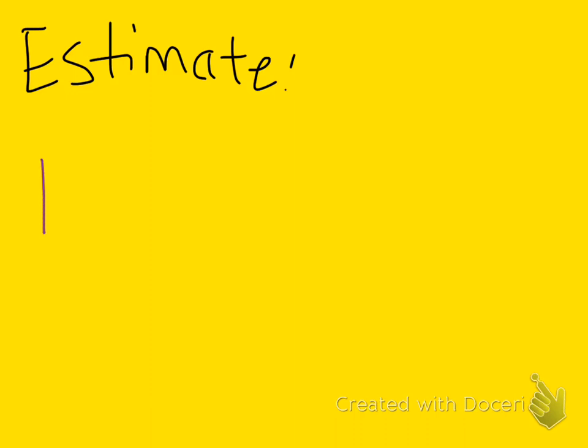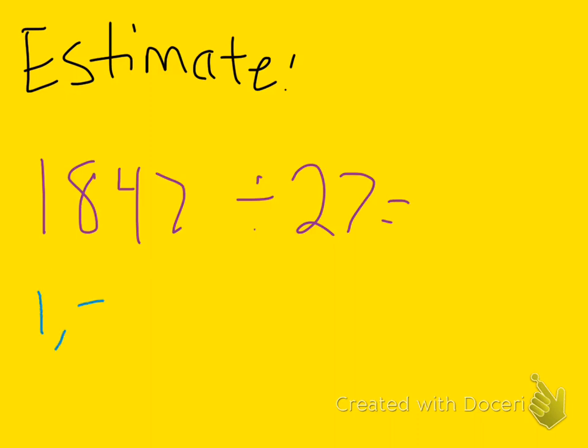So our original number was 1,847. We're dividing that by 27. In order to make an estimate then, we find two numbers that are pretty close to the numbers that we already have that are going to be easy to divide. So 1,847, I'm going to change into 1,800. I'll tell you why in a second. 27, that's going to be close to 30, and 30 is going to be easy to divide 1,800 by.